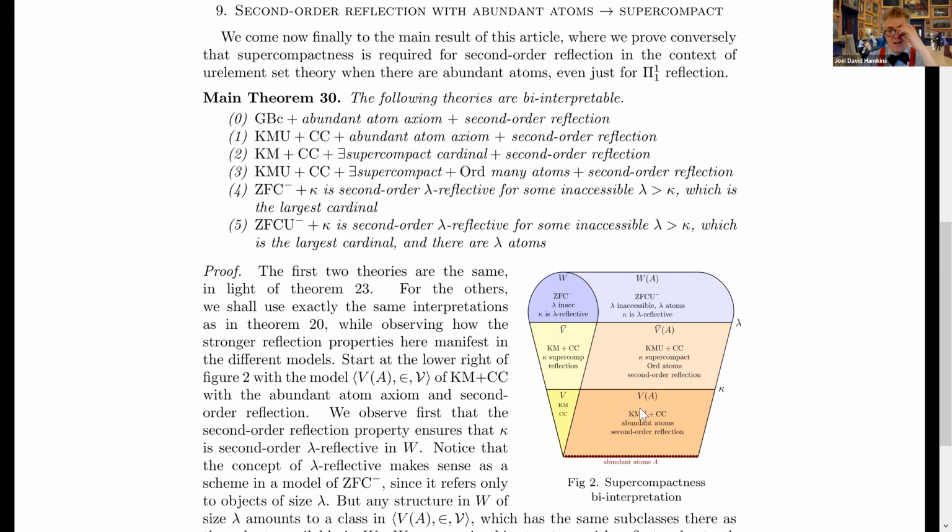And the reason is that structures of size lambda in this model are coming from proper classes here, which reflect to transitive sets which are of size less than kappa. And so we fulfill the fact that kappa is second order reflective, which is equivalent to supercompact. And so here we have an actual supercompact cardinal. Up here we have that it's supercompact up to lambda and it's lambda reflective.